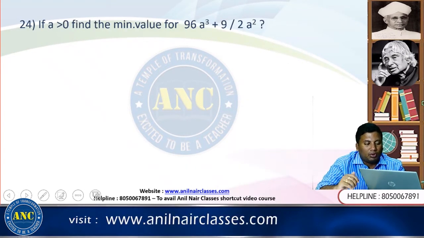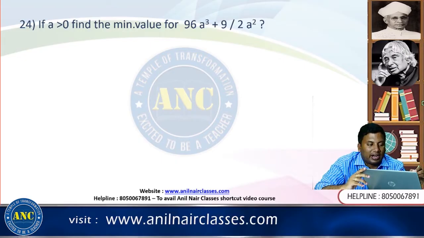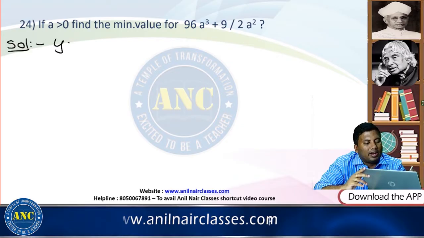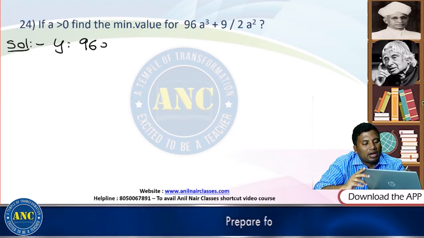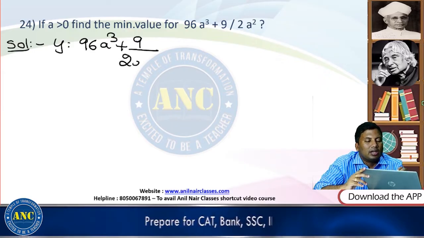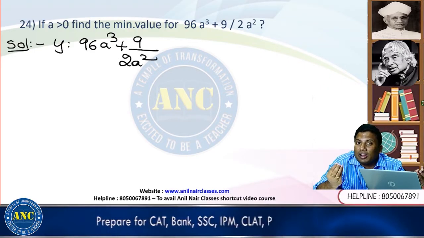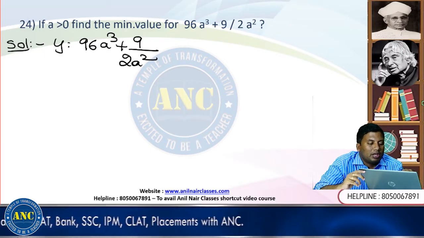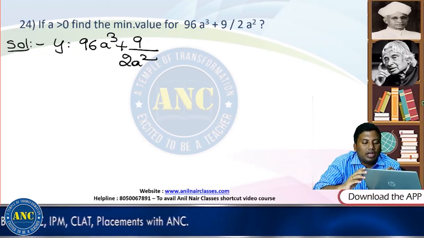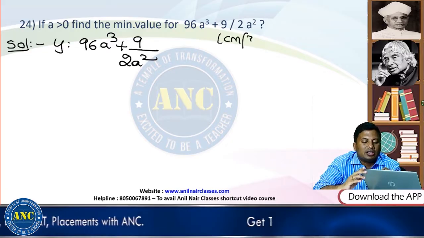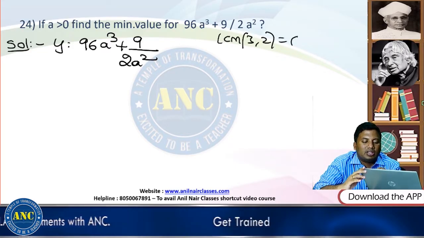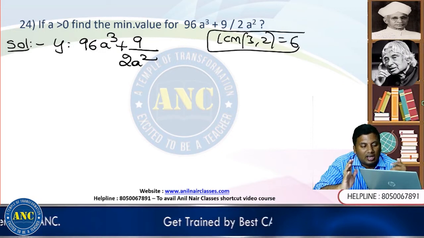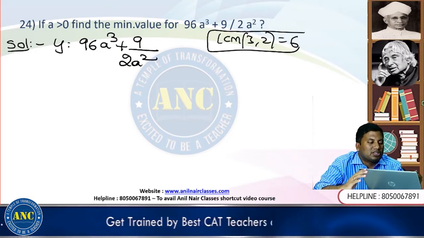Next, another beautiful question, sir. All different varieties of questions. If A is greater than 0, find the minimum value of 96A cube plus 9 by 2A square. Minimum value means you will get a numerical value. Idea is to eliminate A. A square, A cube: LCM of 3 and 2 is 6. That means they will meet at A power 6. Let us try to make it A power 6.